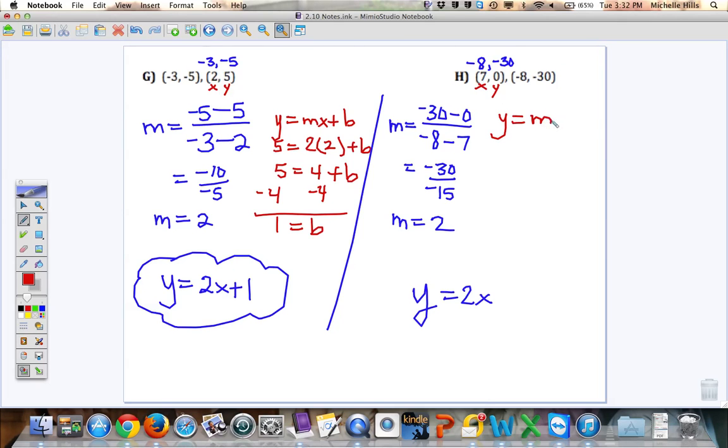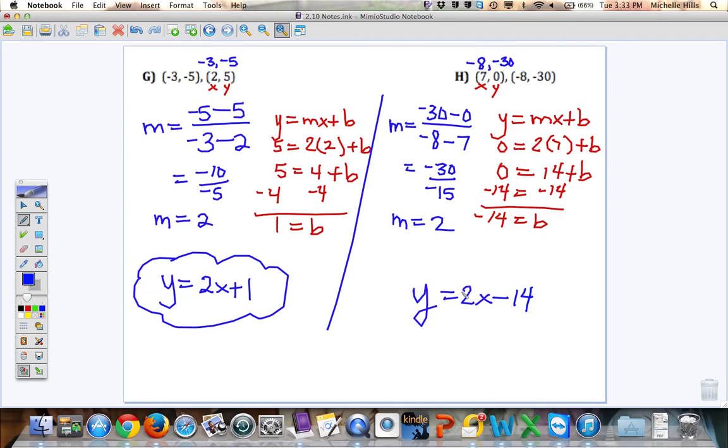So I go back to my y equals mx plus b. My slope is 2. I already found that. The ordered pair I chose to use, my x was 7 and my y was 0. Bring down my plus b because I need to solve for that. So 0 equals 14 plus b. And then when I subtract 14 from both sides of the equation, I get that my y-intercept equals -14. As soon as I know that, I'm going to put that -14 into my equation.